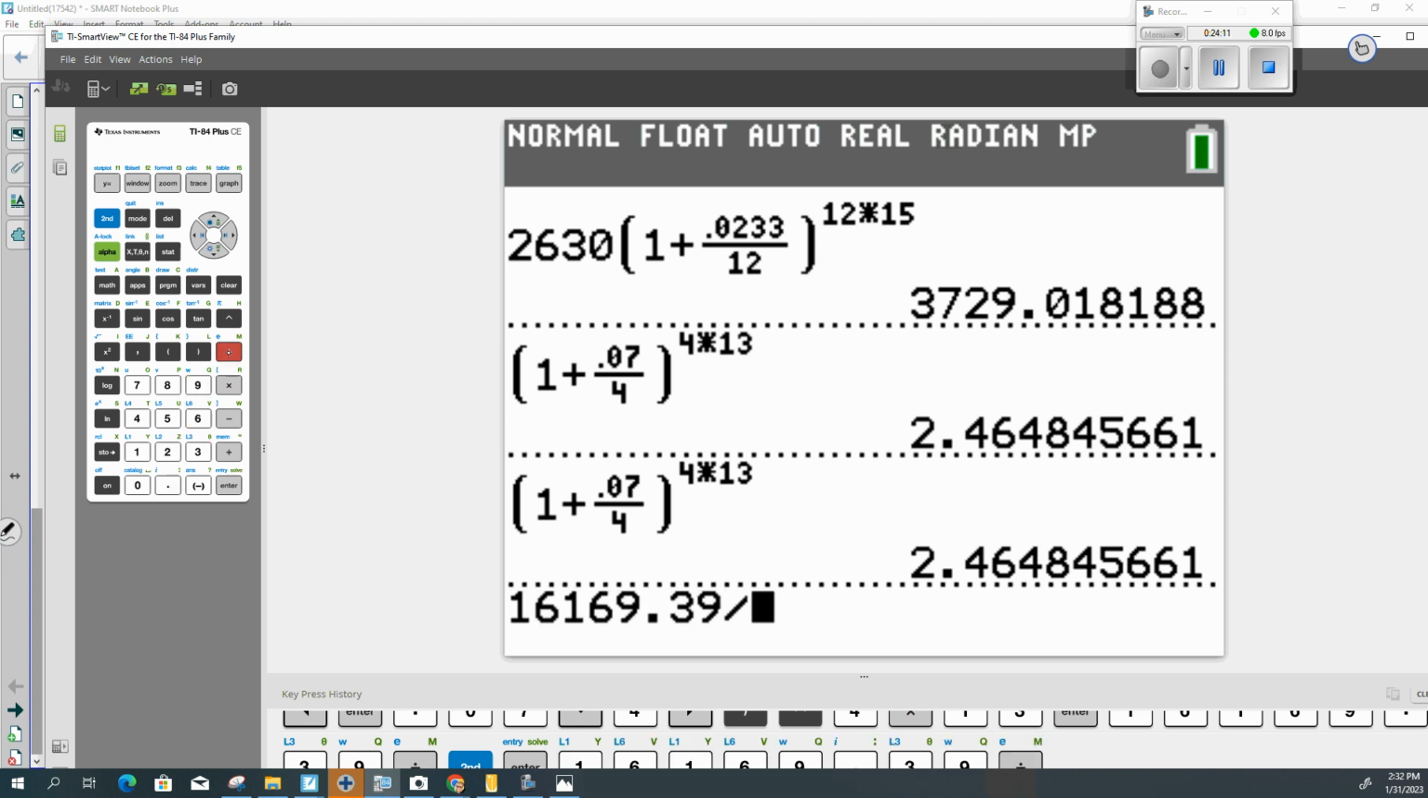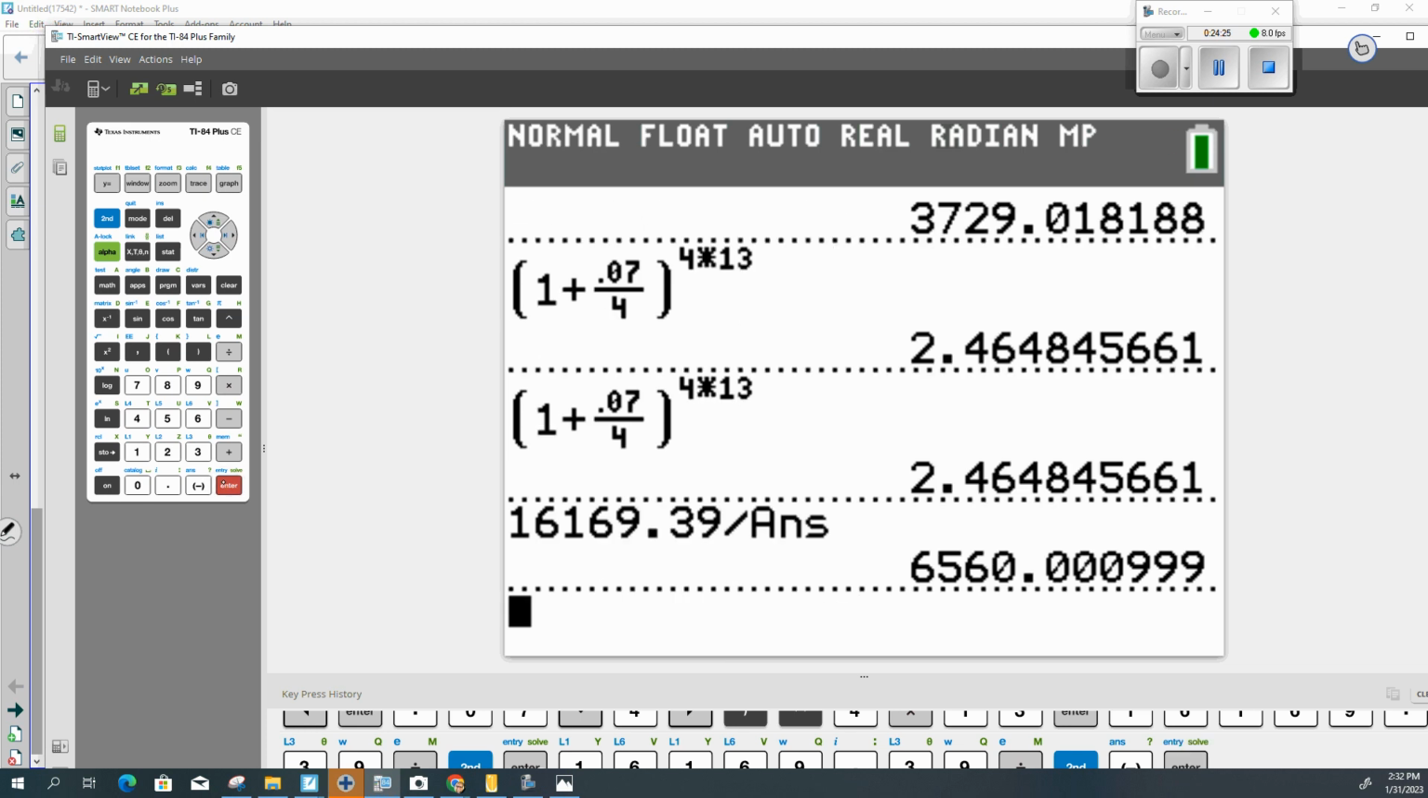16169.39 divided by, you push the second, and then this one that says answer. It's going to type in the whole previous answer. It doesn't round it at all. It will go all the way to the end without you having to retype it, so that you'll have the perfect answer. Those of you who rounded to 4 decimal places, did you get that exact answer, or did you get something a little bit different? What'd you get?